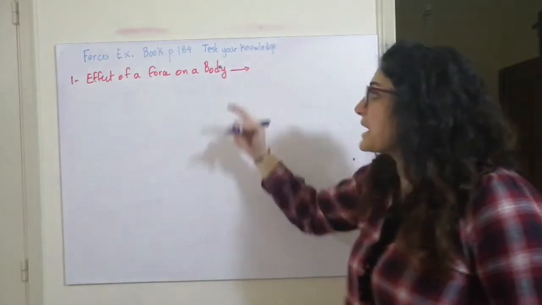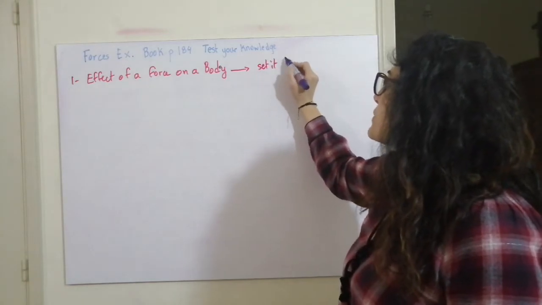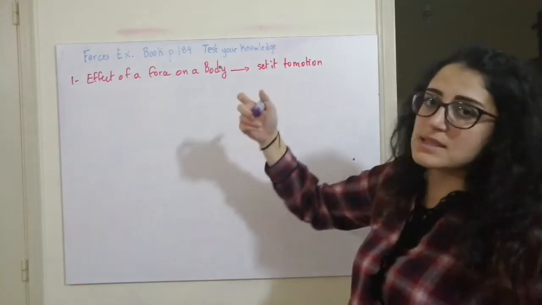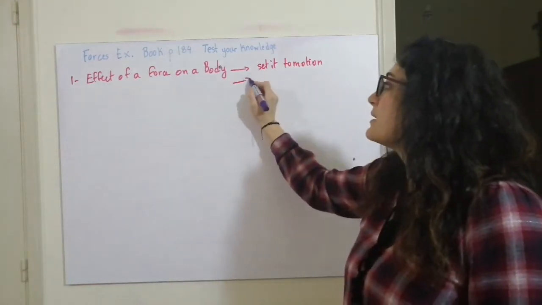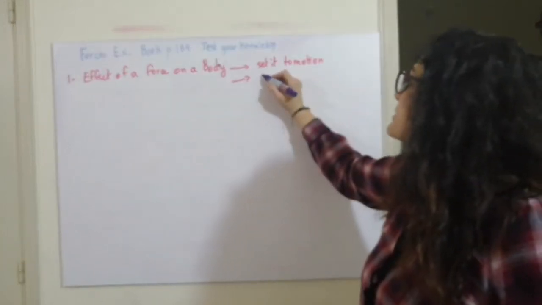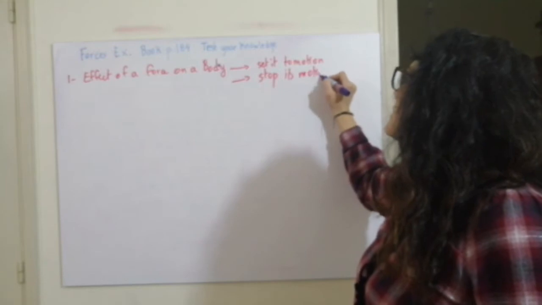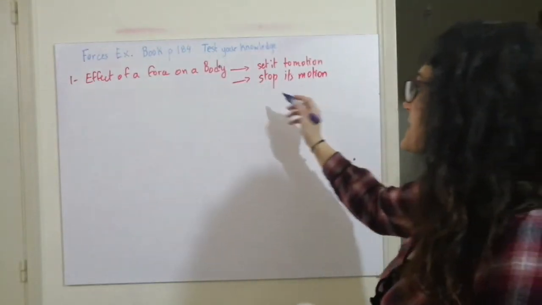The first thing a force can do to a body is set it to motion. In this case, the body is at rest. When you apply a force on it, it starts moving. The second effect, stop its motion. In this case, the body is moving and the force stops it.